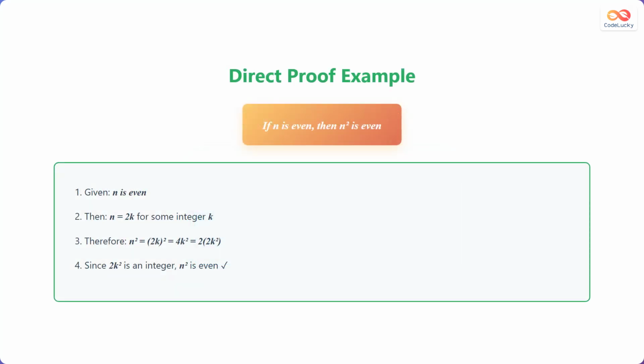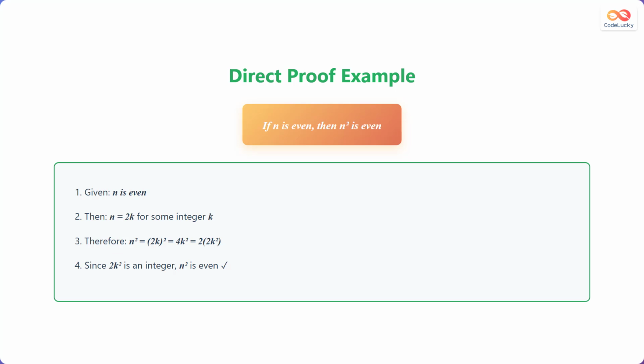Let's illustrate with an example. The theorem we want to prove is, if n is even, then n squared is even. Here's how a direct proof would work. First, we are given that n is even. Then, by the definition of even numbers, we can say that n equals 2k for some integer k.